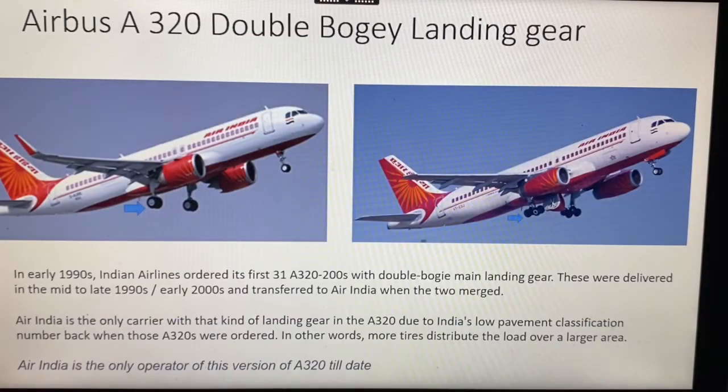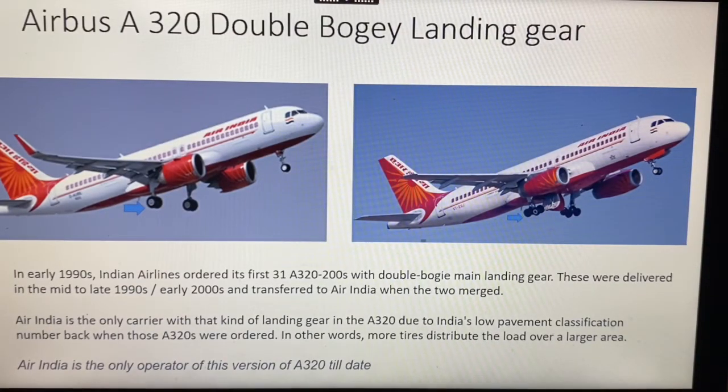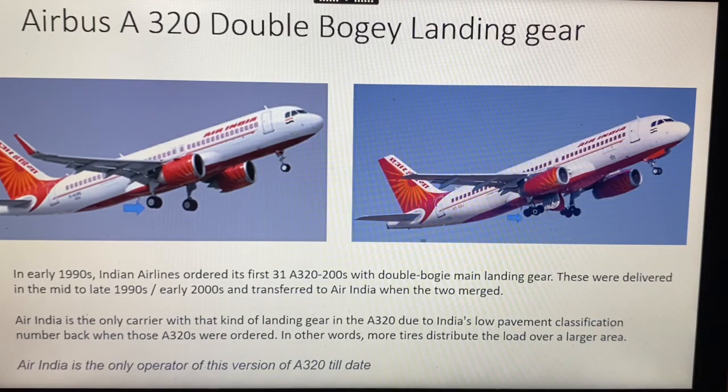Another thing that you should probably look at, and I'm not really sure if that's just an Air India thing or maybe there's more than that.